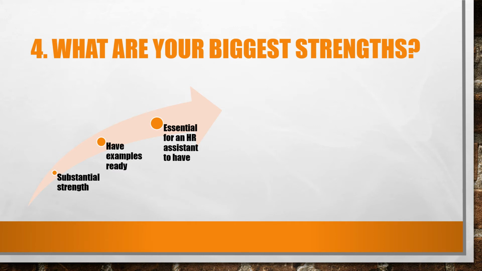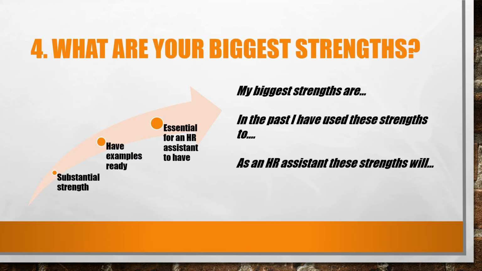Then you have to make sure that it's essential for an HR assistant to have this skill. So you have to think about what an HR assistant actually does and then link your skill and your strength to that actual job. That's the most important thing you can do. Answering is really simple. Once you've got it, you say, my biggest strengths are, and then list what some of the key strengths are. They may ask for one strength, they may ask for strengths, and you have to be careful to listen out for strength or strengths. If they say strengths, I would choose 3. If they say strength, just choose 1.